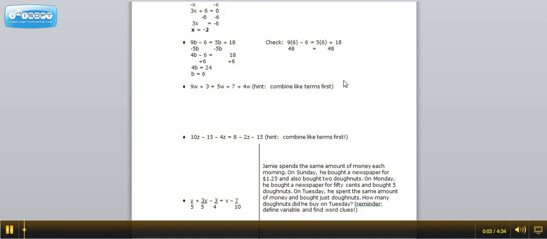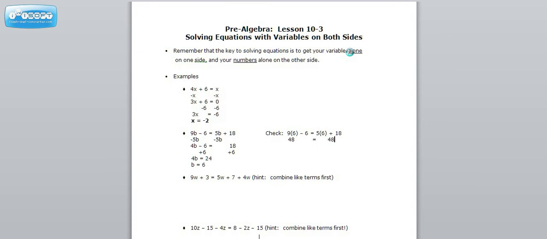So we're continuing and talking about combining like terms and solving for these variables when they're on both sides. So it's just a matter of getting all my variable on one side and all my numbers on the other. That's all we're doing in this lesson. So let's look at this guy right here.